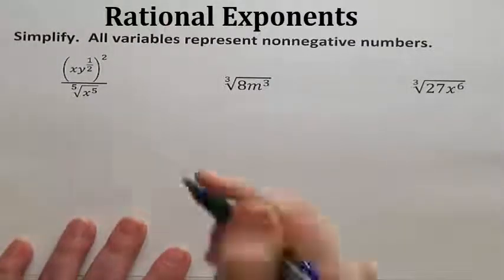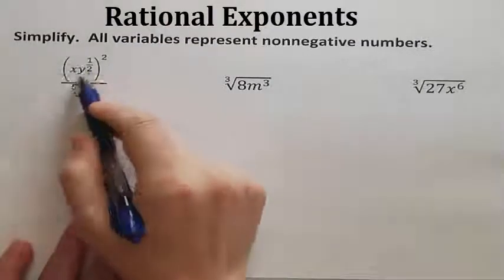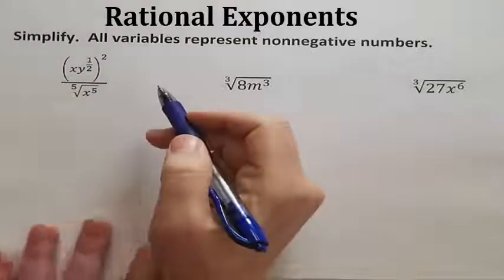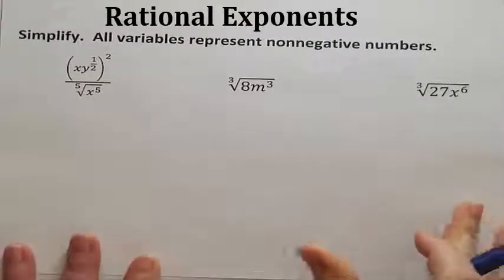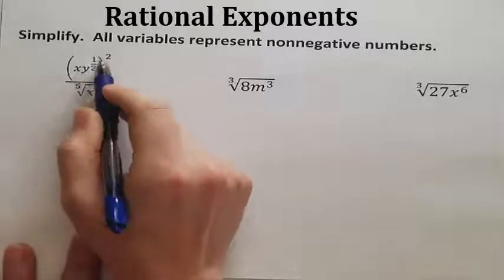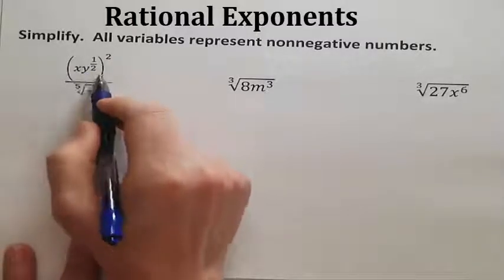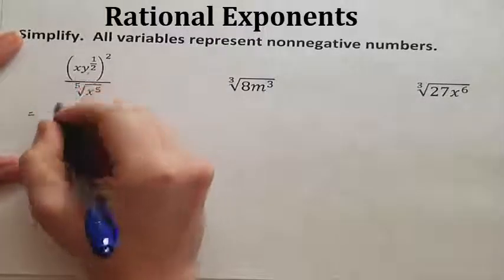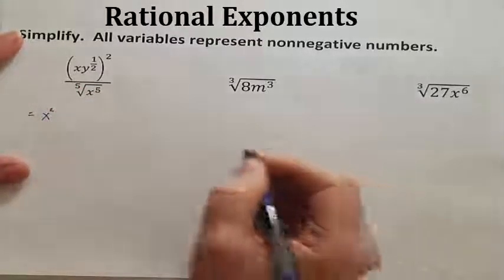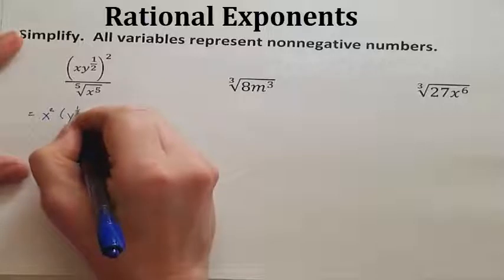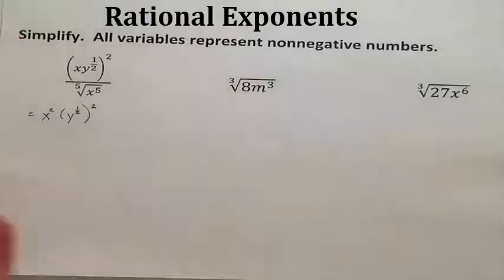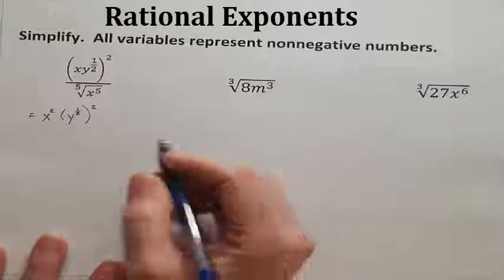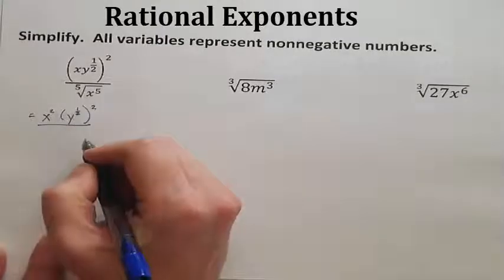Last set of examples. I've got a fraction, a numerator divided by a denominator. So we're going to solve the numerator all by itself. So I see an entire parenthesis raised to a power. That means everybody in this parenthesis is going to be raised to that power. So looking at just the numerator, that x is going to be raised to that power of 2, and that y to the 1/2 is going to be raised to that power of 2. Everybody in that numerator was raised to the power. Well, now we got to look at the denominator.